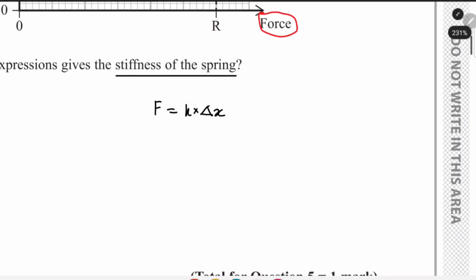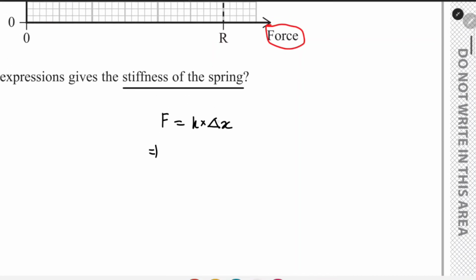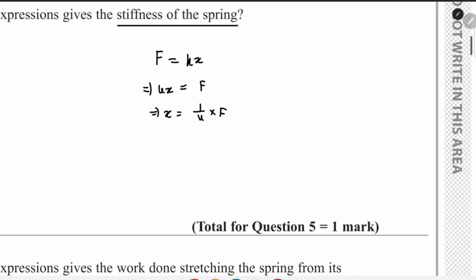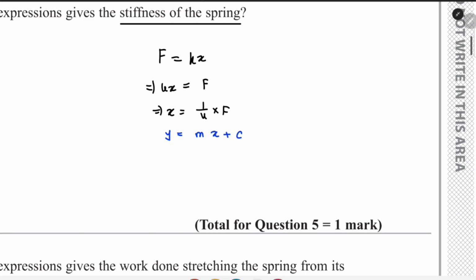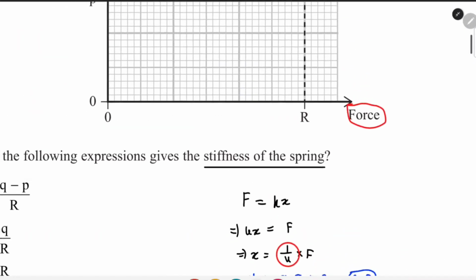So we need to reorganize this a little. We need the extension to be on the left side. So we have x on the left, kx equals F. We can divide both sides by k. We get 1 by k into F. So this is equal to y equals mx plus c, where c is 0. Now the gradient of this graph is equal to 1 divided by the stiffness constant.